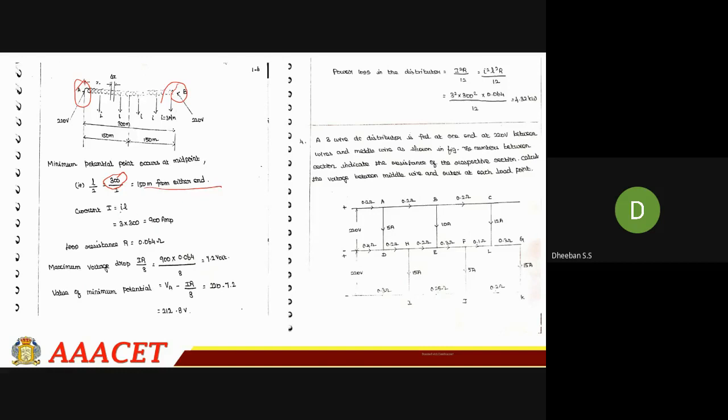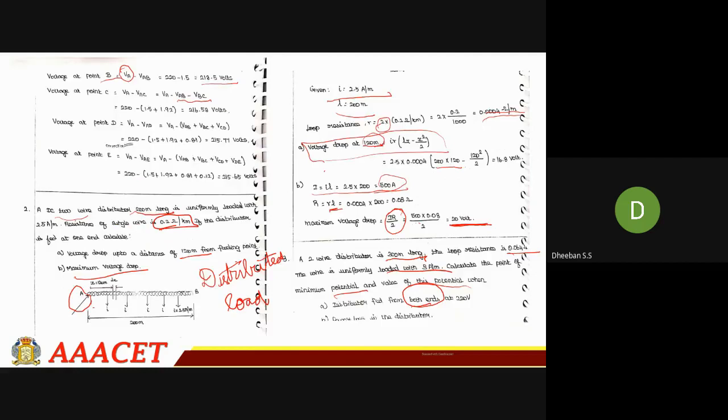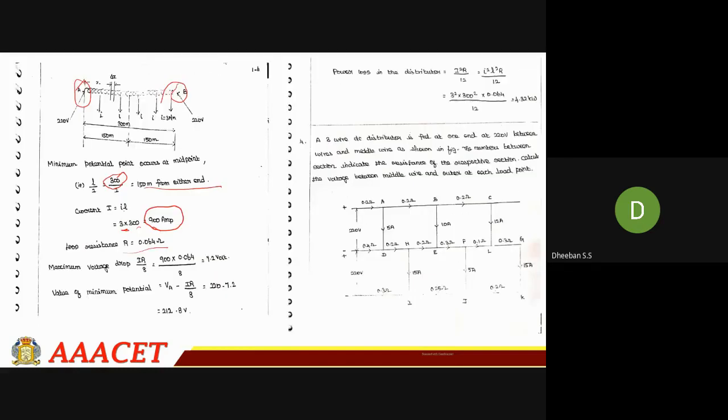The current equals i into L, where i is given. L is 300, so the total current flowing through the distributed load will be 900 amps. The loop resistance they have given is 0.064 ohm. This 0.064 ohm is not taken with respect to any kind of distance. The maximum voltage drop for feeding at both the ends will be IR by 8. So 900 into 0.064 by 8, and you'll be getting 7.2 volt.